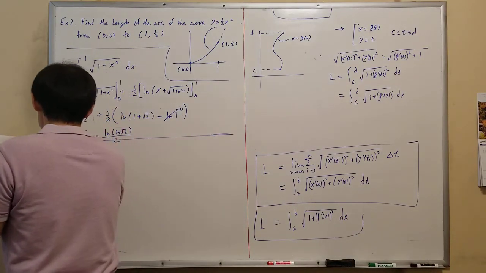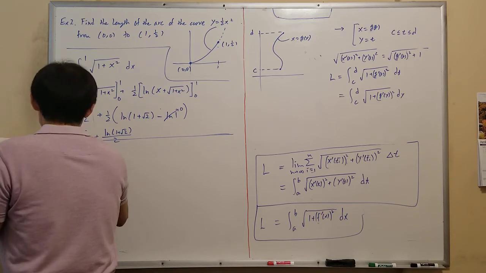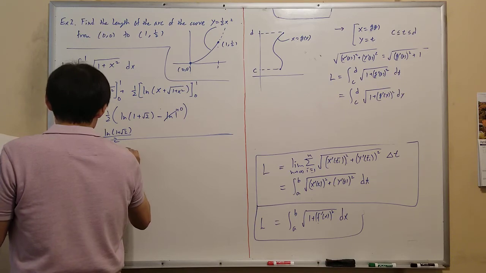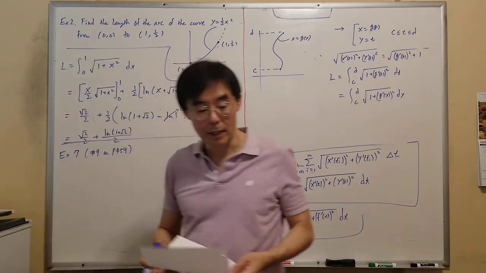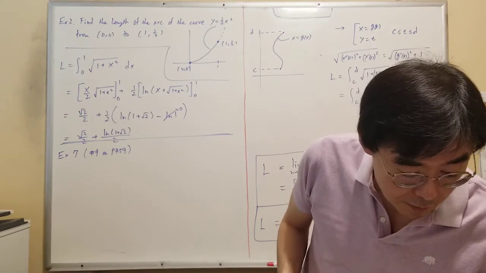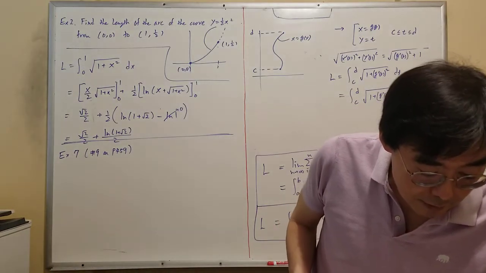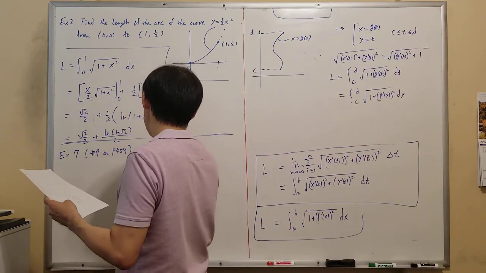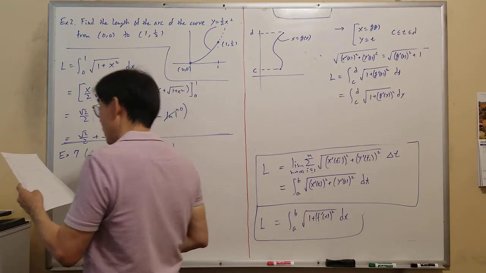So, let's do example 7, which is the same as number 9 on page 459. That is one of the homework problems. Okay? This is a homework problem. So I'm going to give you how to start.